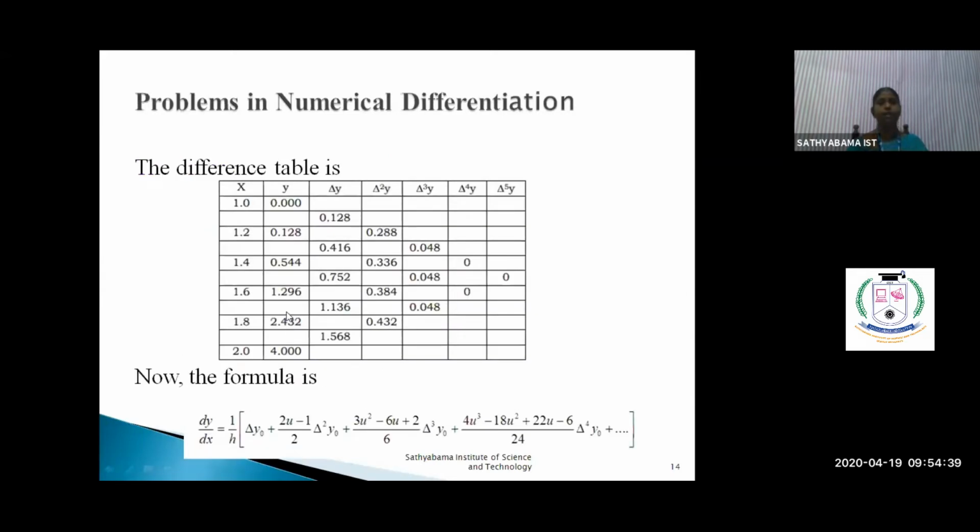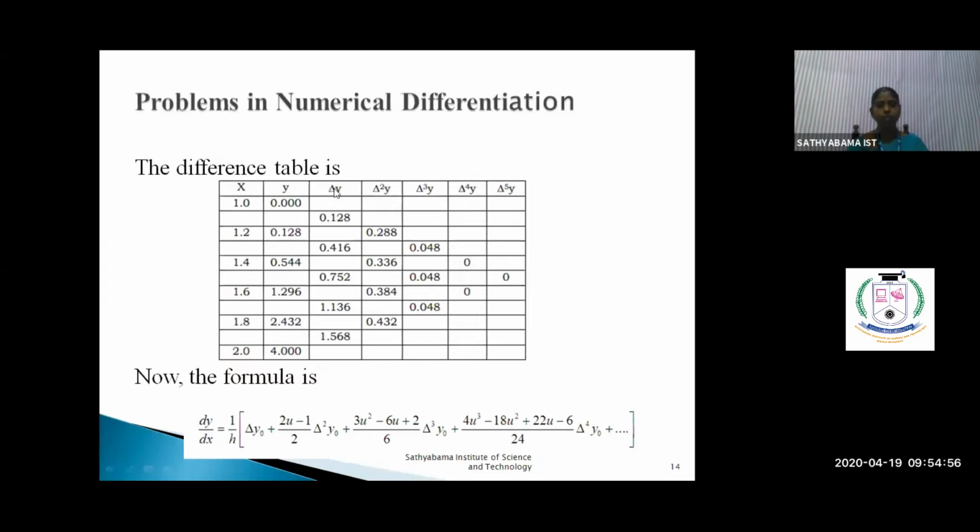And how to find the difference table? The very important thing is, without the table we can't proceed. We can't find the solution. So you must know how to find the table. This is what the x values are, and this is what the y values are.